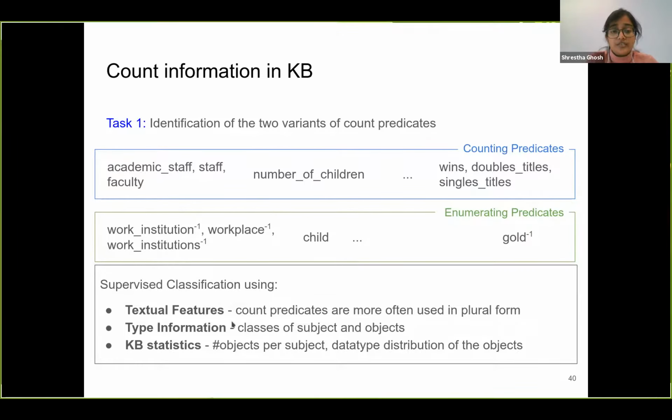You can also look into the type of information of the predicates. So what are the classes that the subjects or the objects of the relation take? And the knowledge-based statistics about these predicates. So what is the number of objects per subject? Do they vary a lot across subjects and so on? What is the data type distribution? Do they always take integers, or for enumerating predicates, what are the classes that the objects belong to?